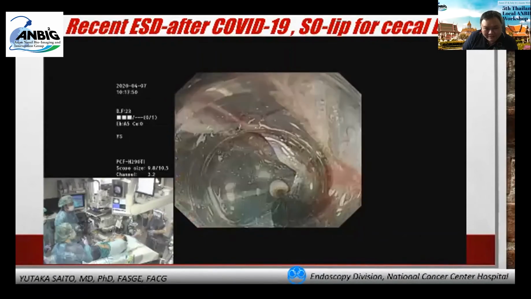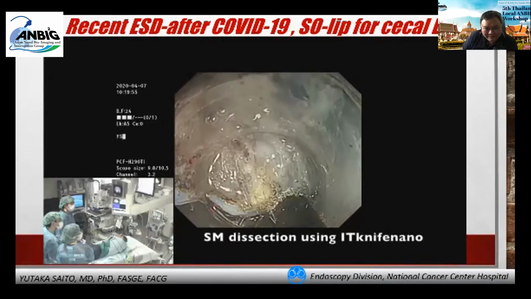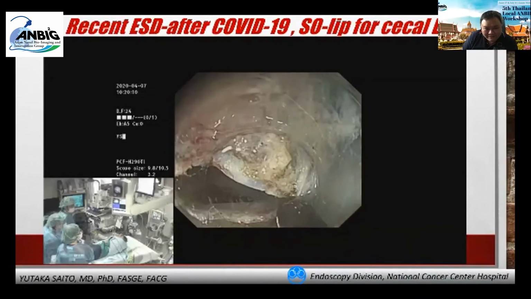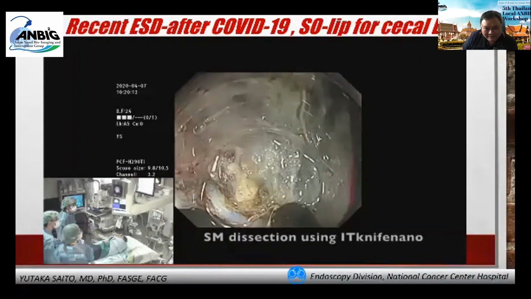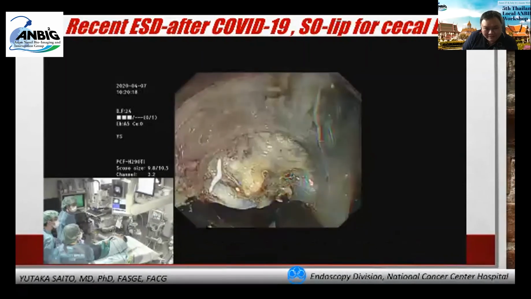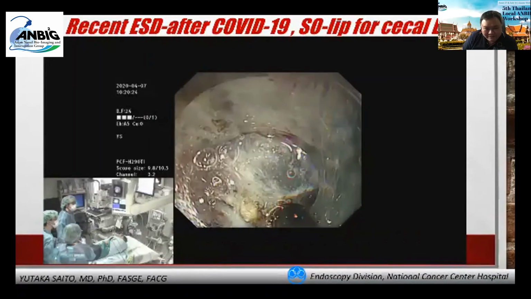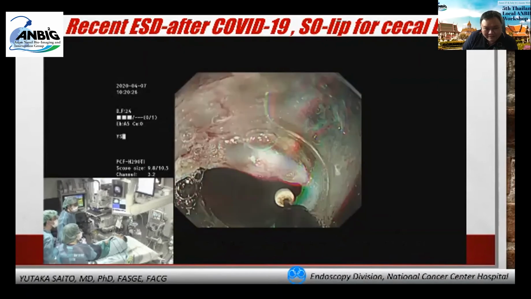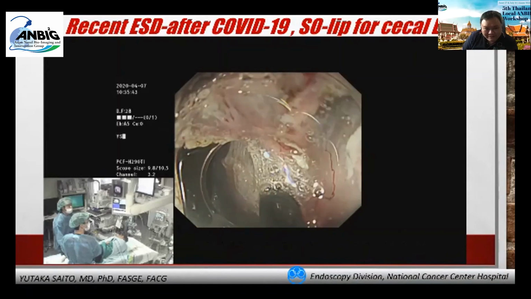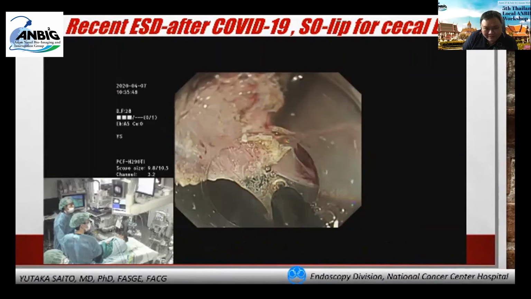And this is almost the final part of the dissection. We are already approaching the oral side of the dissection area. With the pocket creation method using only a needle type knife, sometimes opening the pocket and the final portion of the dissection become difficult. But using the IT knife nano, opening the pocket or the final portion of dissection is easy.